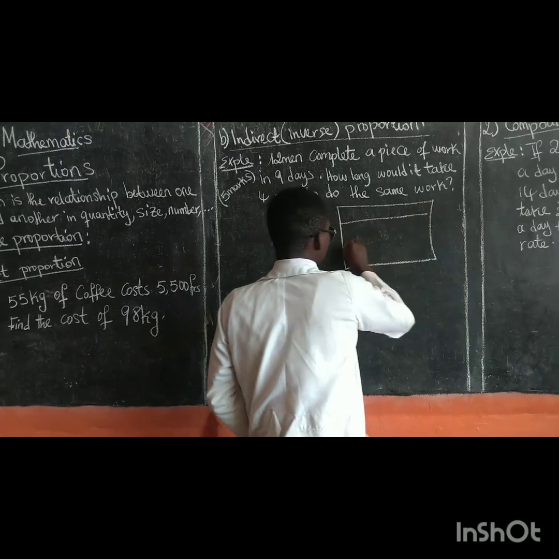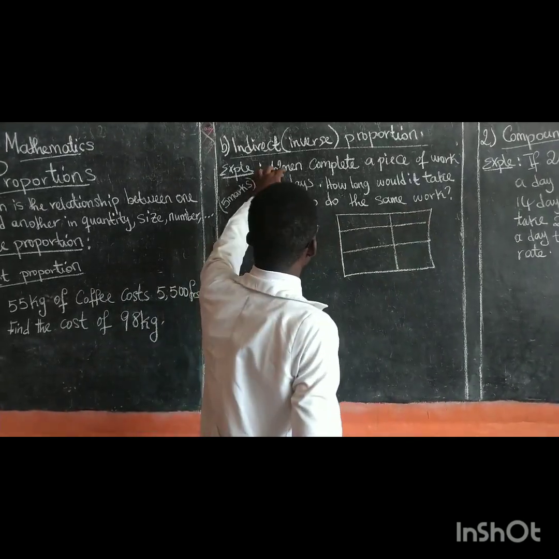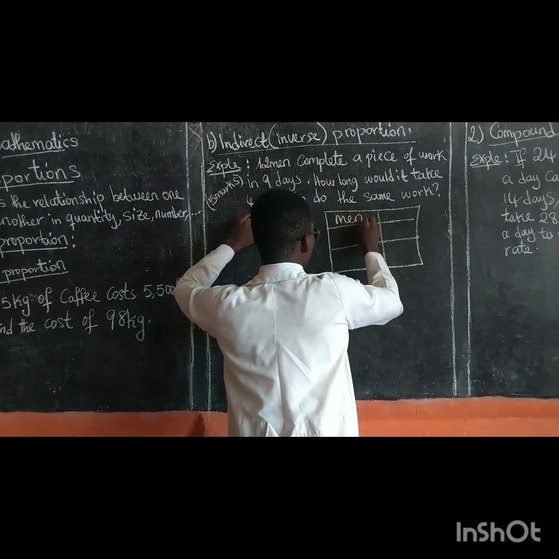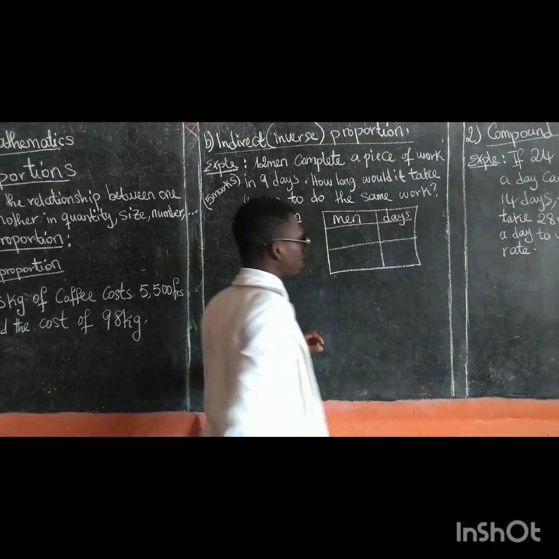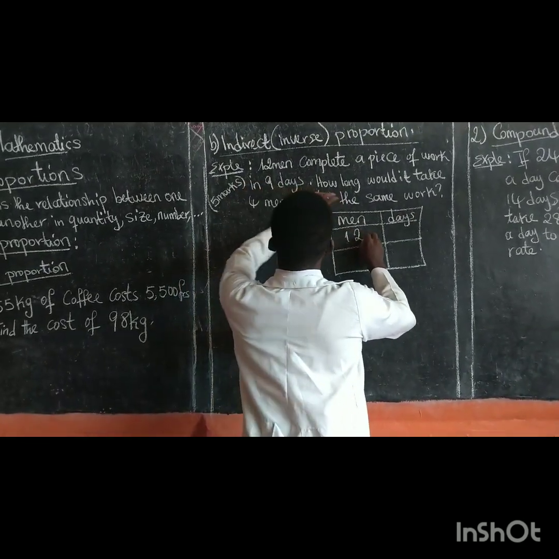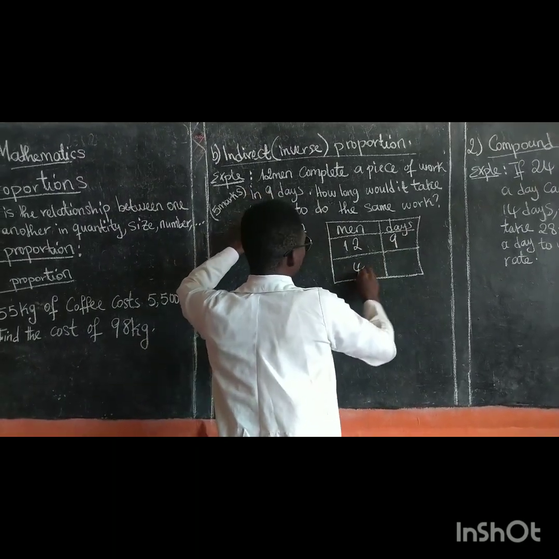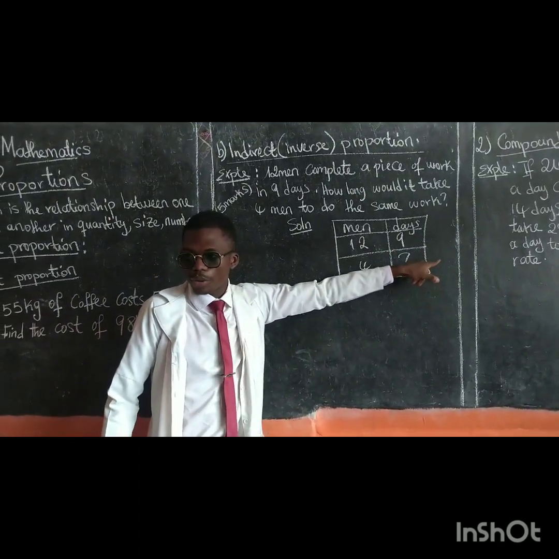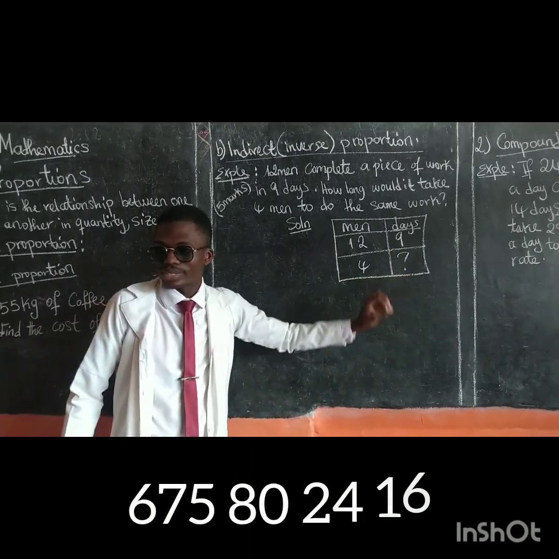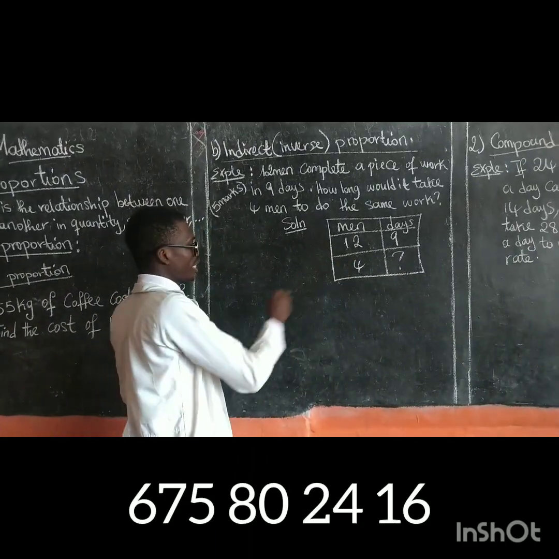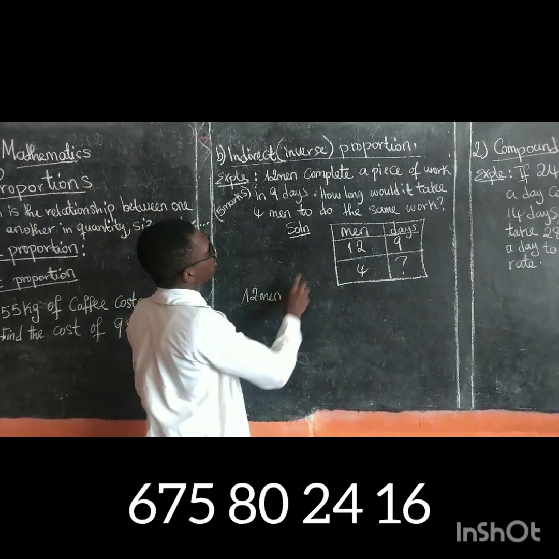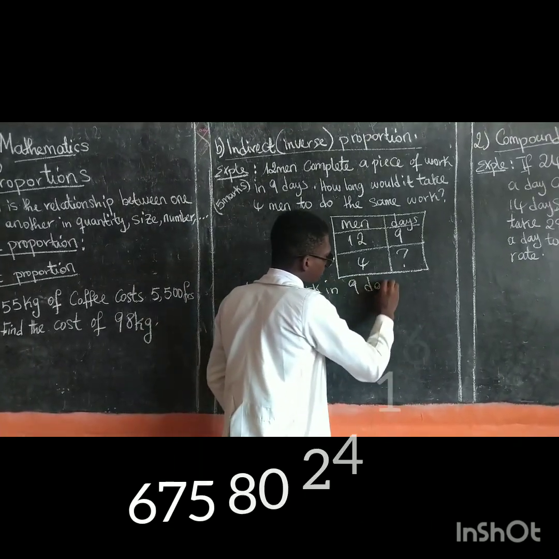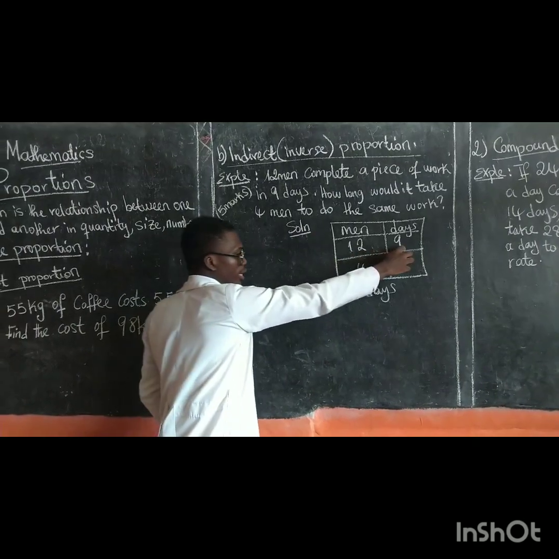All right. I have 12 men, 9 days, 4 men. I'm going to have men and days. 12 men against 9 days, 4 men, question mark. Is that okay? Yes, sir. Without this table, all what you're solving makes no sense. Now let's begin. The first statement: 12 men work in 9 days. Is that true? Yes. 12 men work in 9 days.